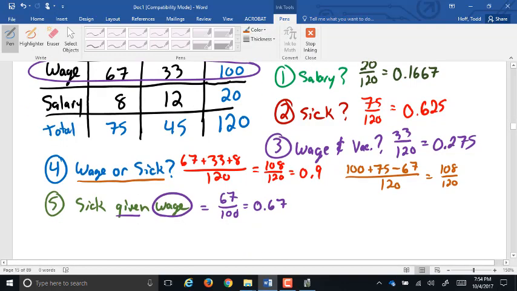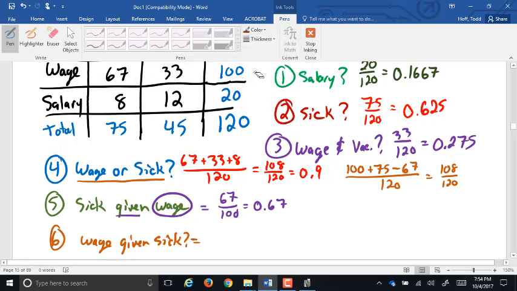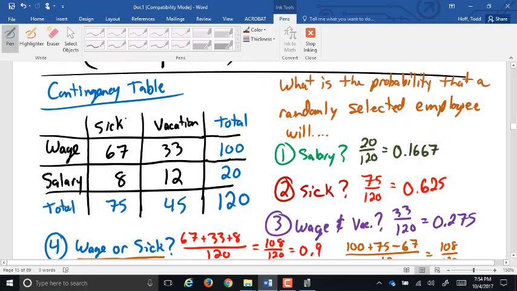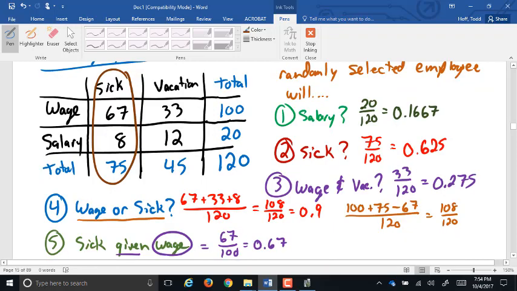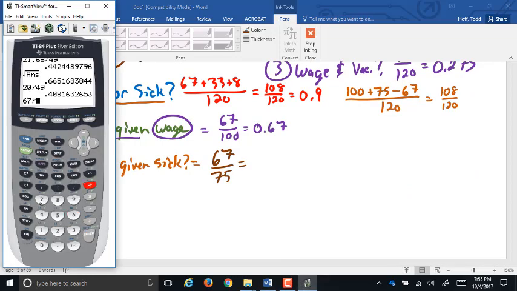So now I'm going to ask you, will this be the same problem? What's the probability that a randomly selected employee works on a wage given they use their time for sick leave? Is that the same question? No, it's not. Now, given sick leave, that means we know they use their time for sick leave. So we're only looking at the people that use their time for sick leave. How many of them work on a wage? 67 out of 75. Gives us 0.8933.